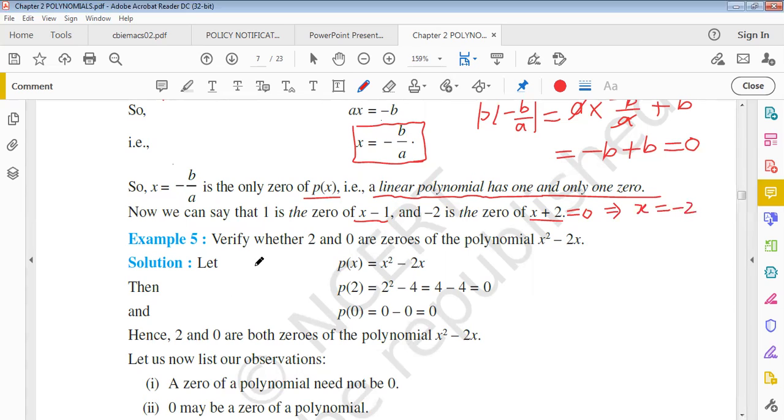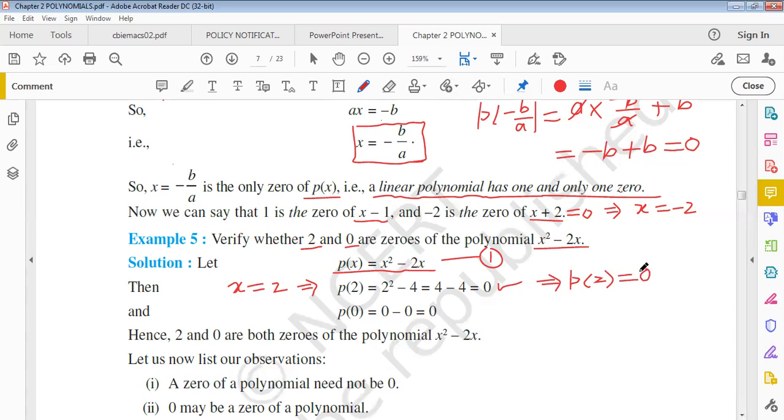Now we have to verify whether 2 and 0 are the zeros of the polynomial. क्या 2 और 0 इस polynomial के zeros हैं या नहीं? So we have to start with the given polynomial, to be written as px. तो पहले हम क्या करेंगे? इस केस के अंदर हम x equals to 2 पुट कर देंगे इस polynomial में. x equals to 2, 2 square minus 4 equals to 4 minus 4 equals to 0. So we are getting here p of 2 is equals to 0.